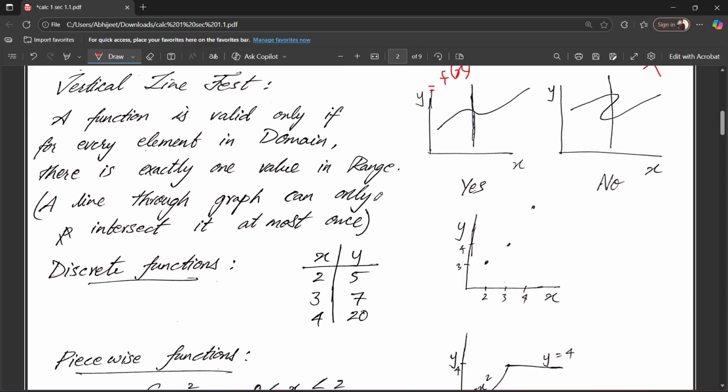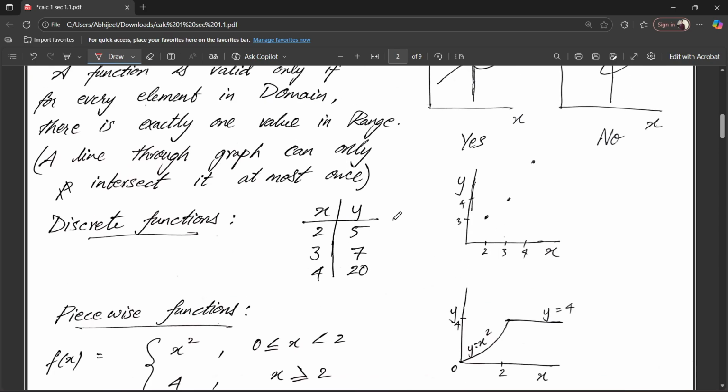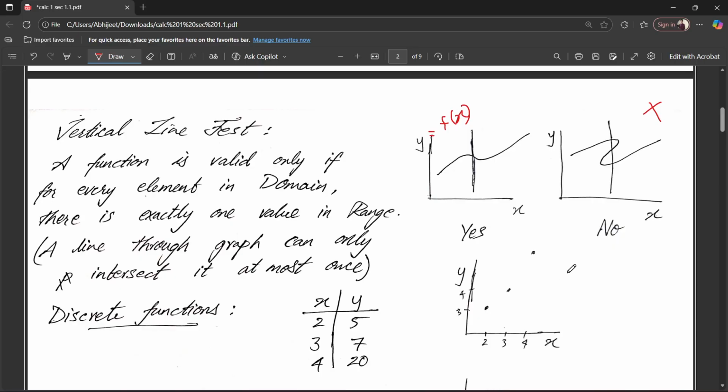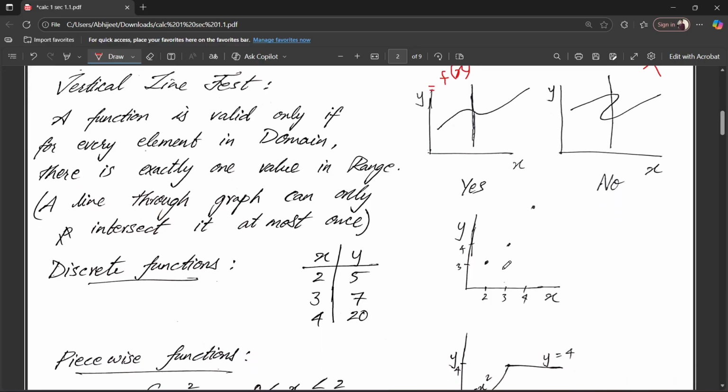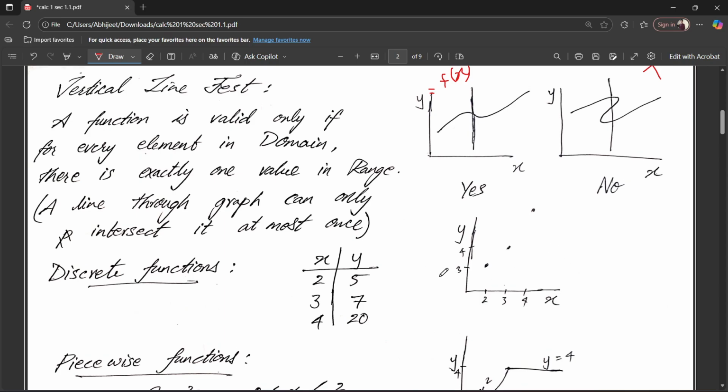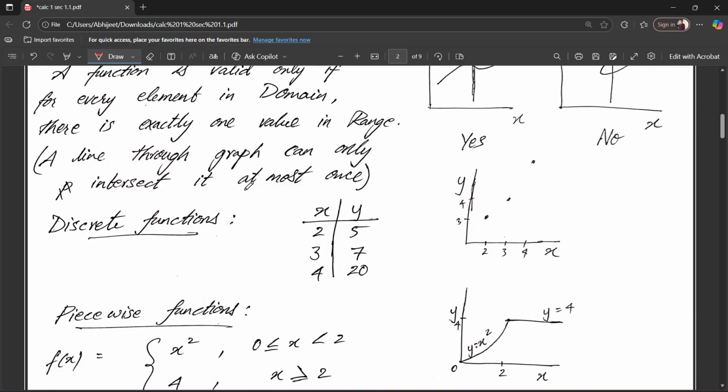Discrete functions are something where the values of x are not continuous, meaning they are either integers, natural numbers, or whole numbers, but not the real line. So even the output is going to be just points. So the plot is just point, point, point. You don't draw a curve through them. That's where you stop. That's a discrete function.